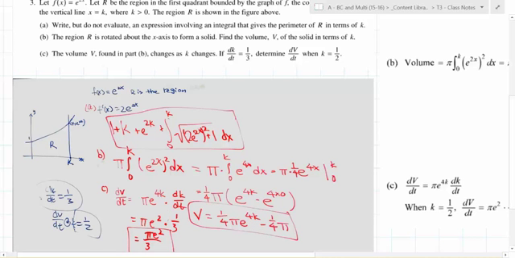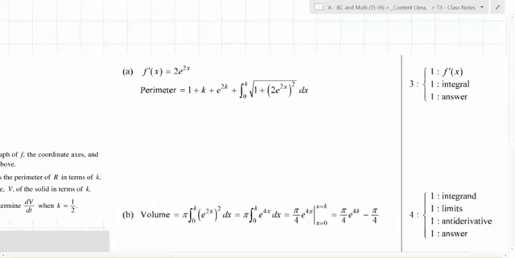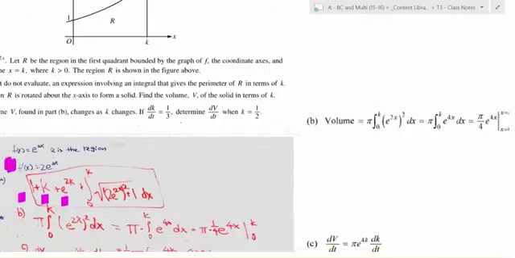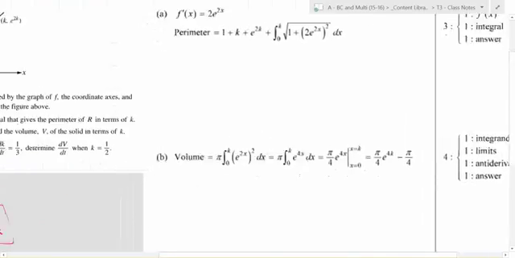So what do we have here? I'm seeing A right there. Let's see, how did we do? For A, 1 plus k plus e to the 2. Oh, we got 1 plus k plus that. Good. And then it's 0 to k. Oh, look at that. 2e to the 2.